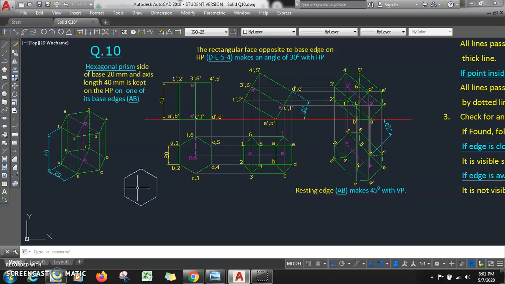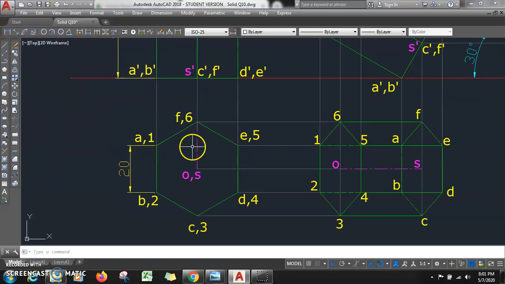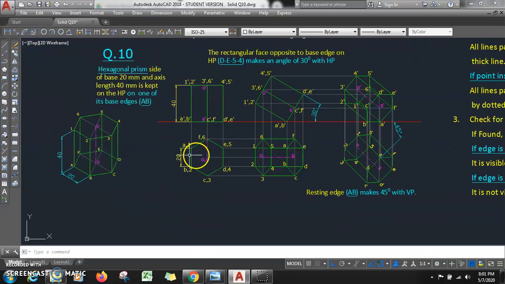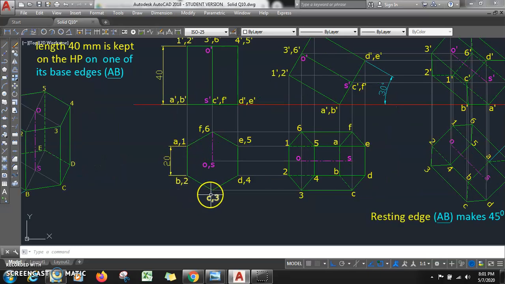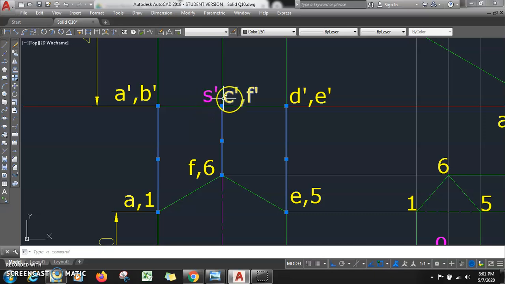So what I did, I have drawn this polygon first in the top view. Then, as I'm looking from the top, points will be overlapping: a comma 1, b comma 2, likewise a comma 1, b comma 2, c comma 3, d comma 4, e comma 5 and f comma 6. Then I have drawn projectors here. So accordingly I will be getting a dash comma b dash here, c dash comma f dash, then d dash comma e dash here, and s dash will be at the same location.